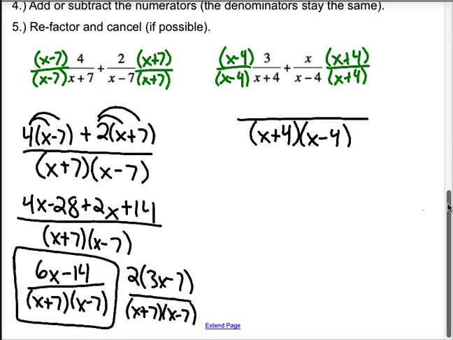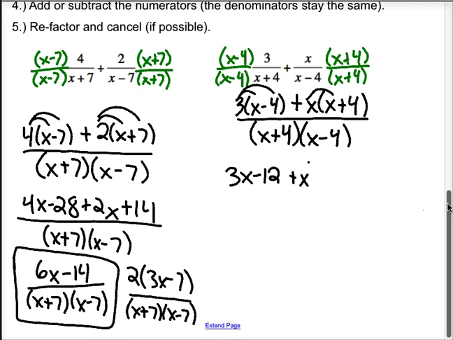So what does that mean? Well, that means from the first one, I'm going to be getting the 3 and the x minus 4. Then from the second one, I'm getting the x times the x plus 4. So now I have them written with a common denominator. Now all I have to do is simplify. And by simplifying, means I'm going to distribute those. So 3x minus 12 plus x squared plus 4x over that common denominator.